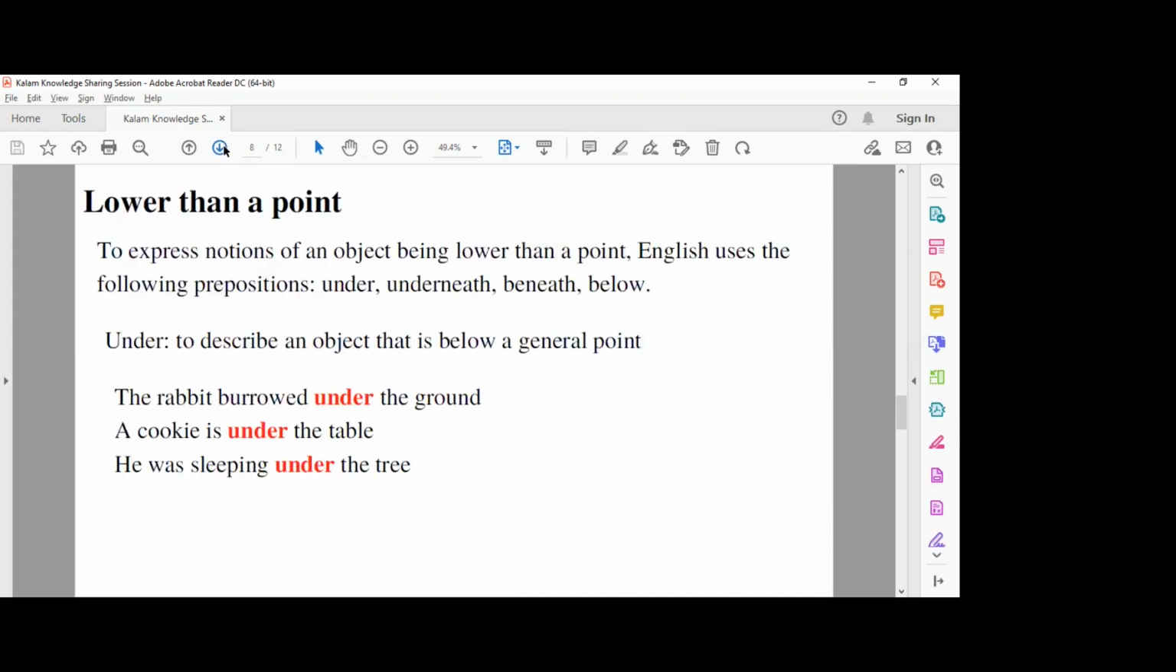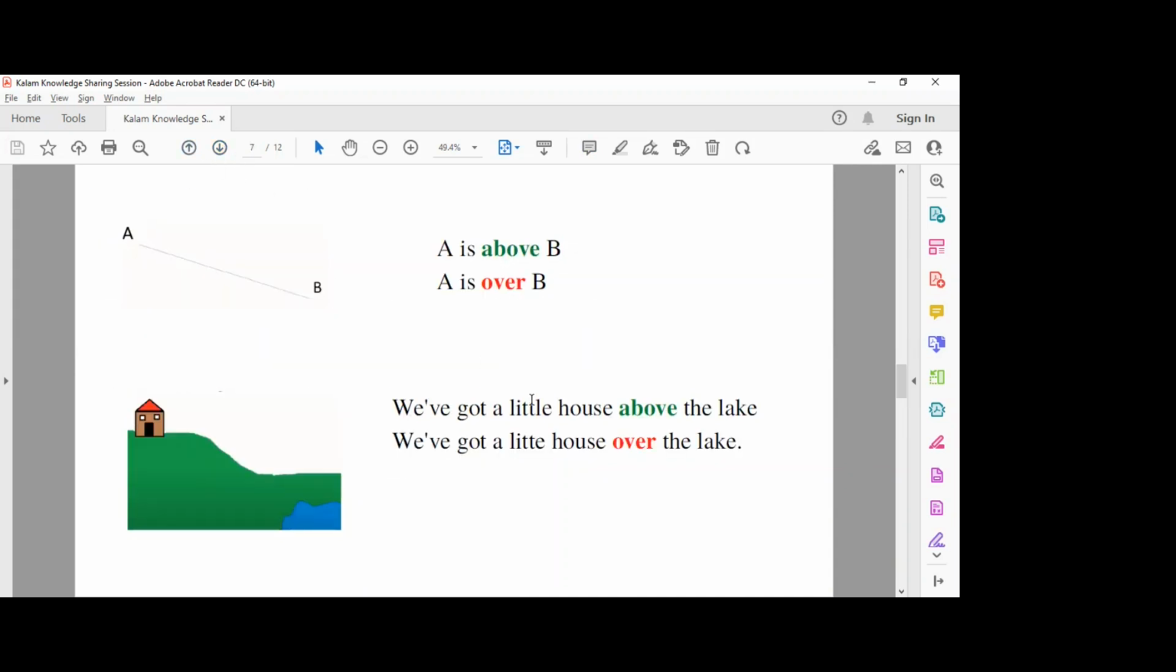So next example is we have got a little house above the lake. It is above the lake, but it is not in the same point. So here we can't use over. That is why I marked it in red color. We have got a little house over the lake. We can't use over here.